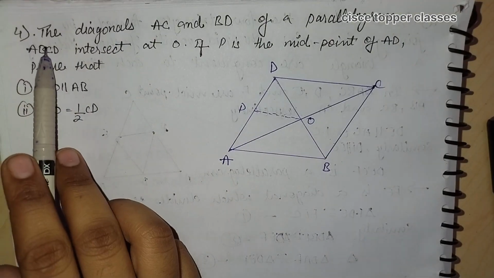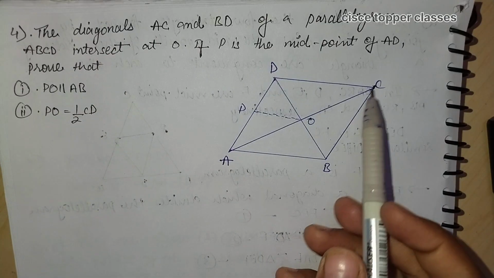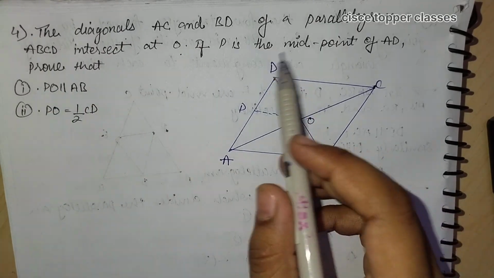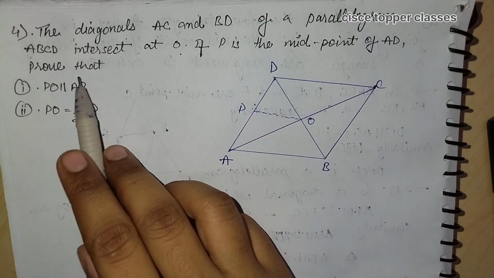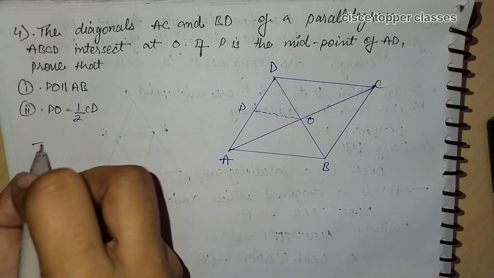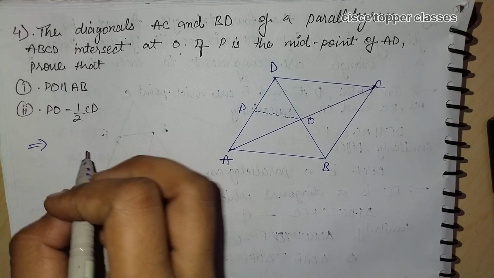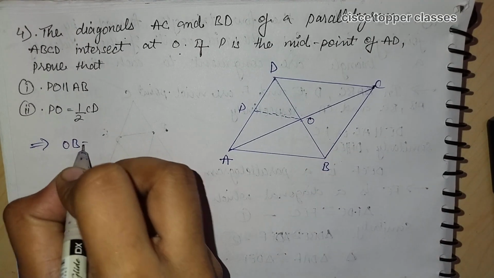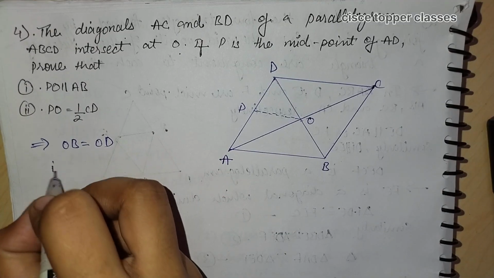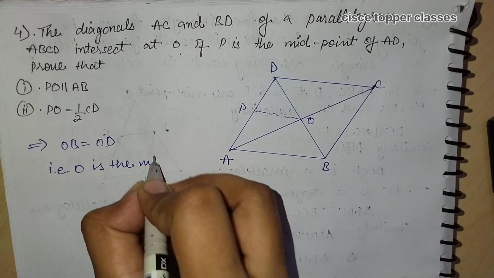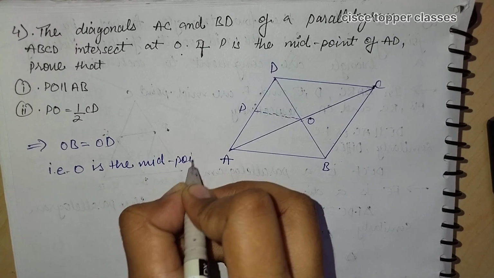Let us solve the fourth question here, in which the diagonals AC and BD of a parallelogram ABCD intersect at O. If P is the midpoint of AD here, then prove that PO is parallel to AB. So simply we can write here, because it is a parallelogram, diagonals bisect each other. Means BO is equal to OD, that is, O is the midpoint of BD here.